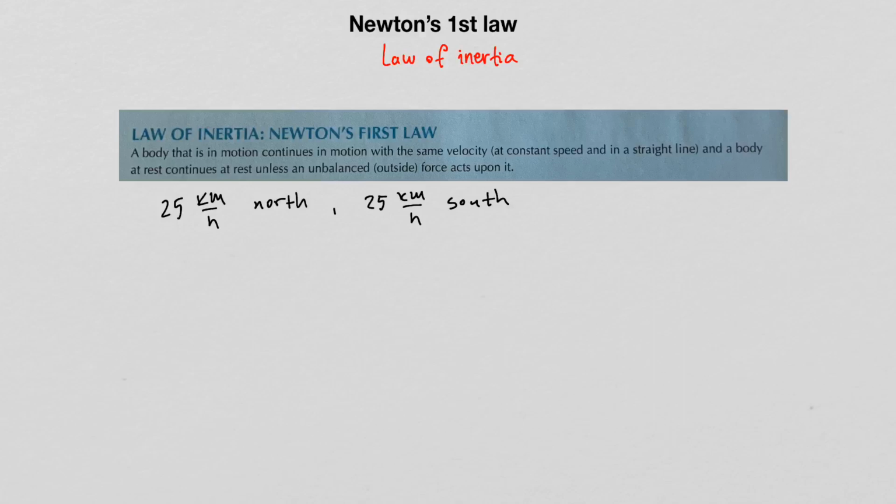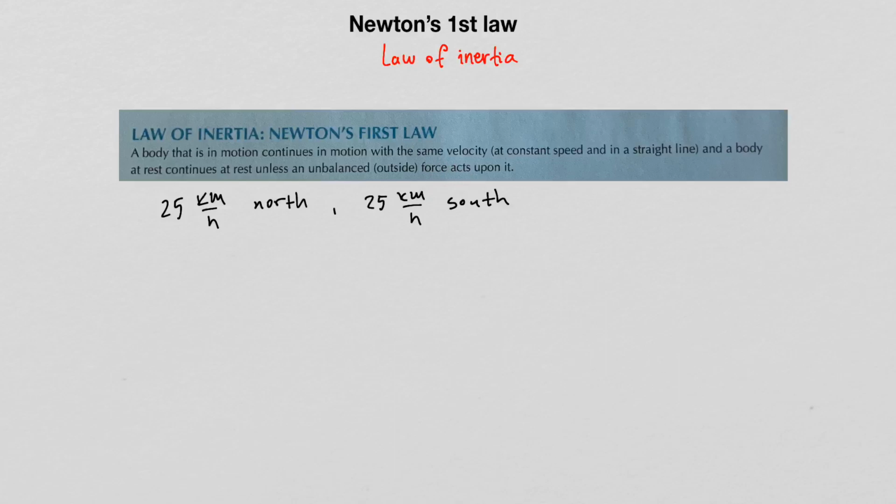They're different things. And so, for an object that initially is moving with certain velocity, let's say 25 kilometers per hour north, if we leave that object on its own, without any influence, this object has no reason to change the way it's moving. It will continue to move with 25 kilometers per hour north indefinitely.